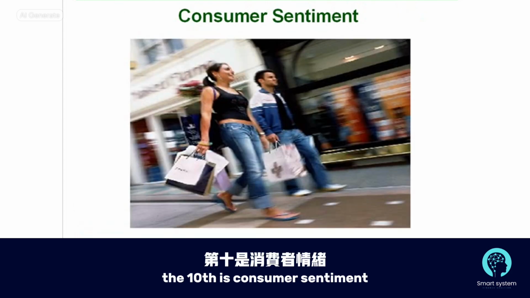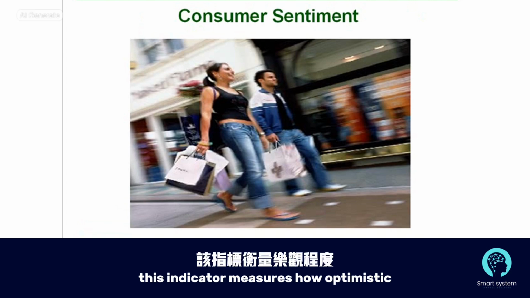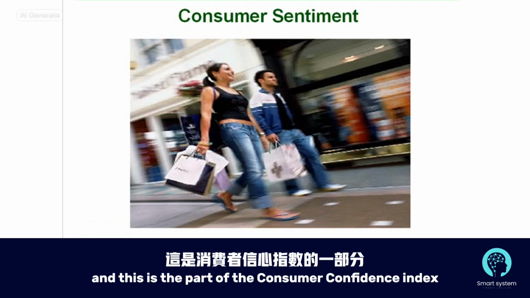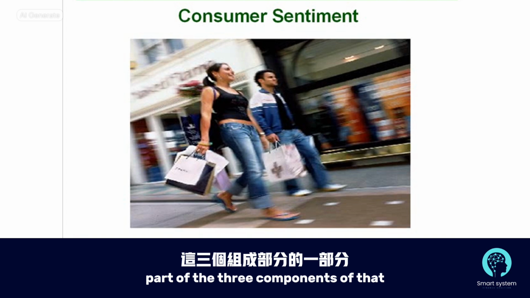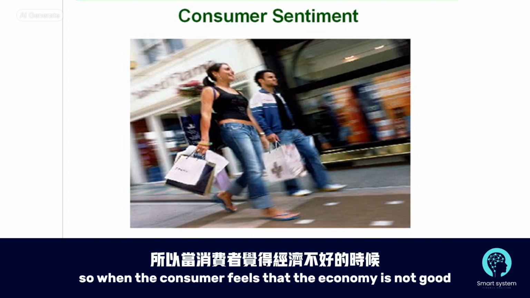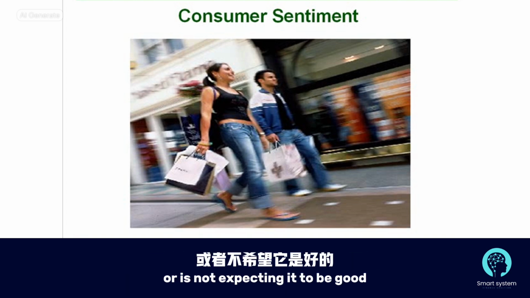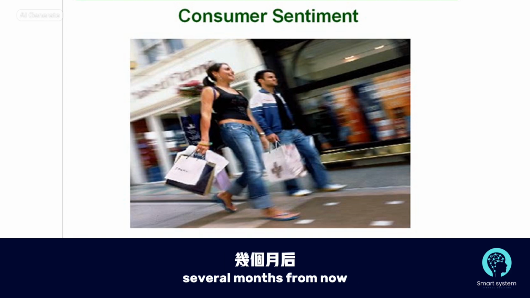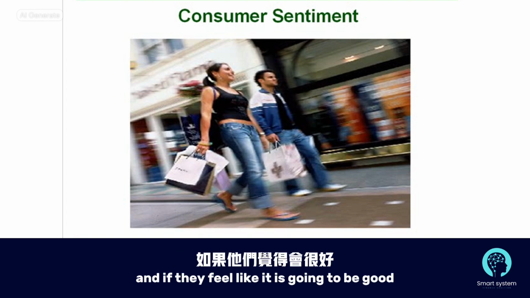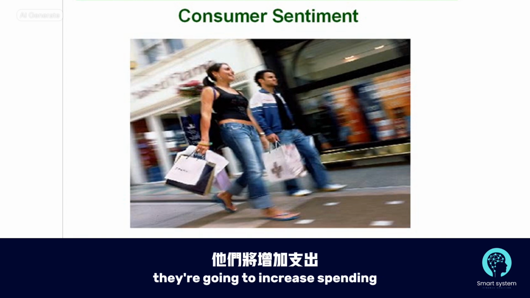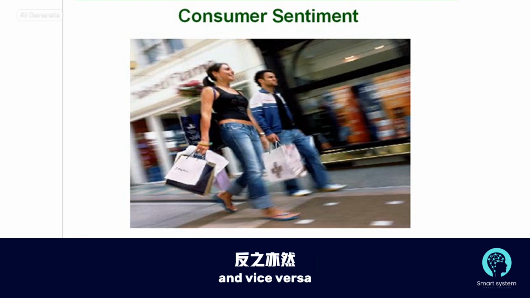The 10th is consumer sentiment. This indicator measures how optimistic the consumer is about the economy. And this is the part of the Consumer Confidence Index that we talked about yesterday. That's the leading part of the 3 components of that. So when the consumer feels that the economy is not good or is not expecting it to be good several months from now, they're normally going to pull back on spending, as we learned yesterday. And if they feel like it is going to be good, they're going to increase spending, all else being equal, which should result in economic growth, and vice versa.